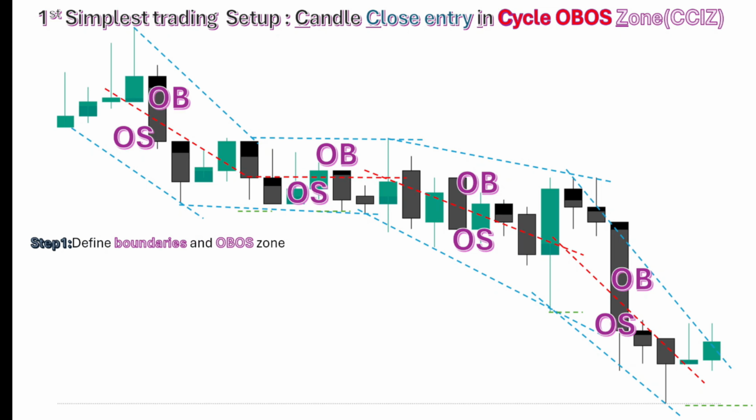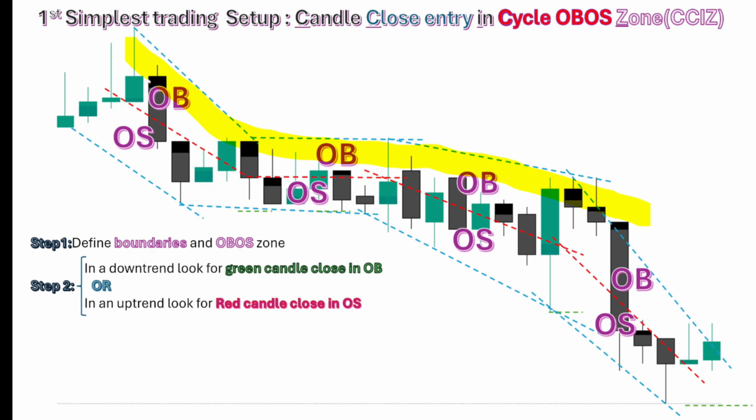So now, the first thing we are going to do is define our boundaries and our overbought and oversold zone, which is here. You can see that this area is much better. Then, in a downtrend, as you look here, we're looking for green candle closes in our overbought area. So we have green candles here, as I plotted in the previous one. If it was an uptrend, we were looking for red candle closes. So it is opposite. If it is a downtrend, we are moving overall down, and we're looking for green candle closes in our overbought areas.